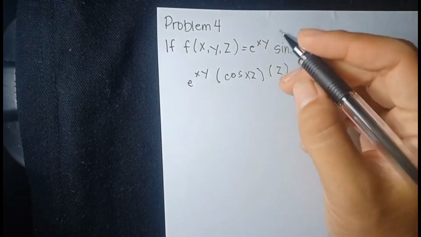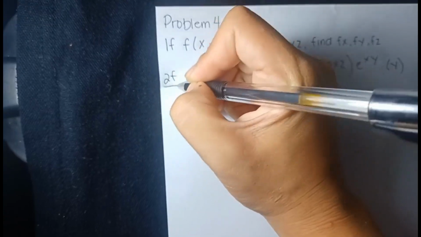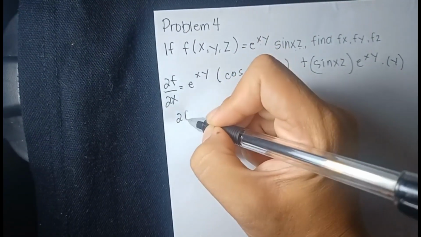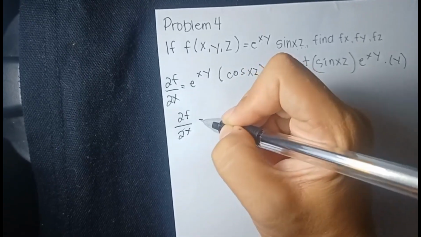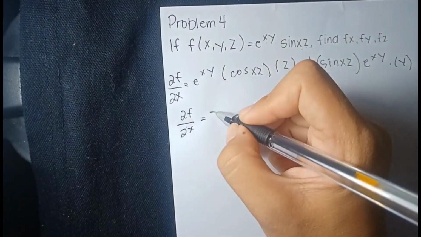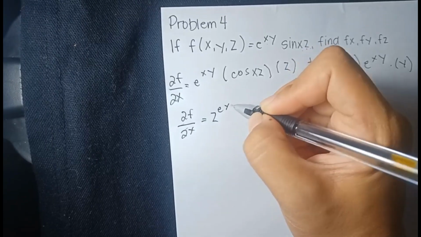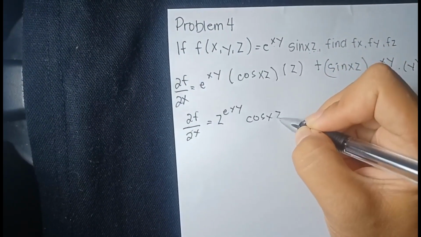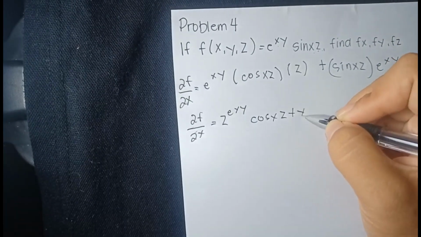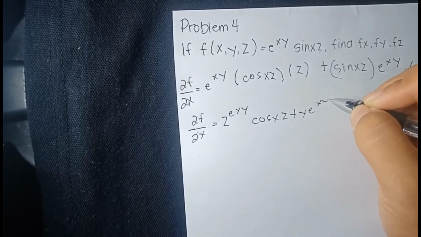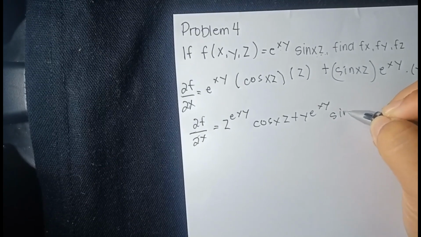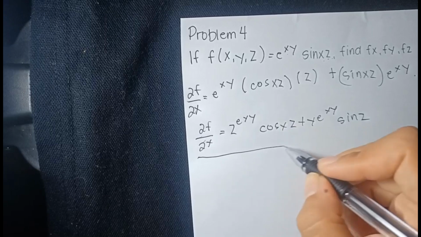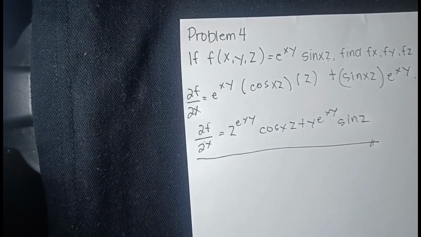So the partial derivative of f with respect to x equals z e raised to xy cos xz plus y e raised to xy sine xz. So this is our partial derivative of f with respect to x.